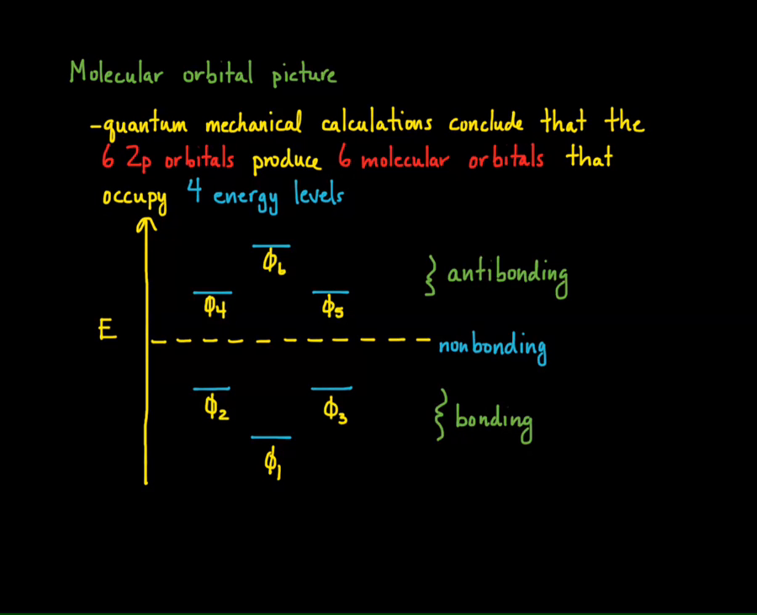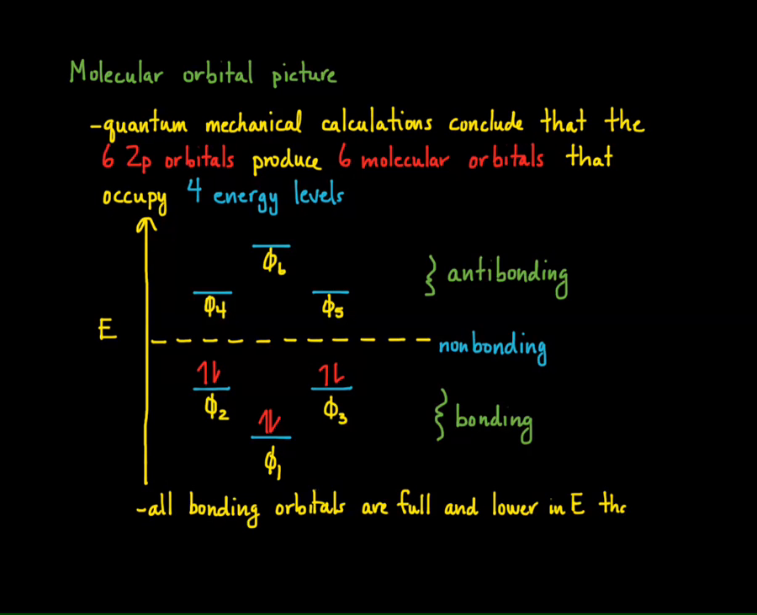When we place those 6 pi electrons, the first go into the lowest energy orbital, and then we have 4 left over, so we place them accordingly. You notice that all of the bonding orbitals are now full. Not only are they full, but they are all lower in energy than your typical pi bond. This explains the inherent stability of the benzene ring.